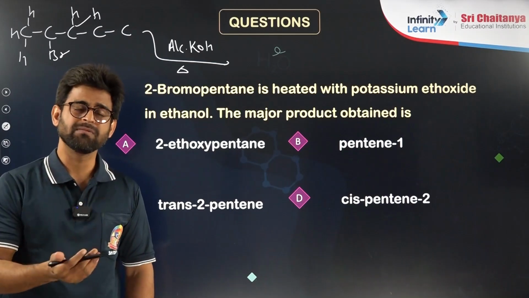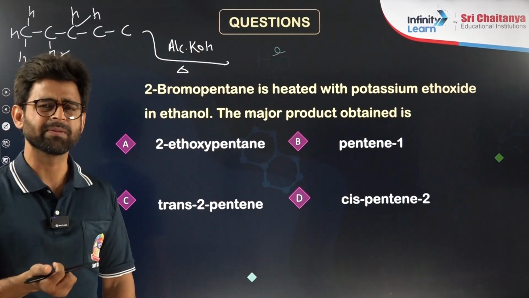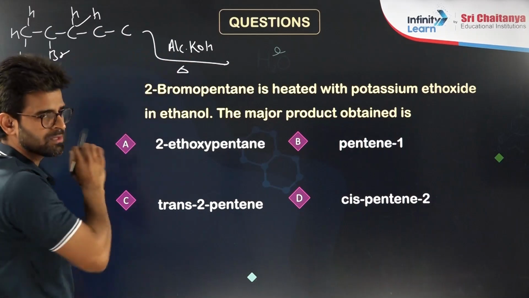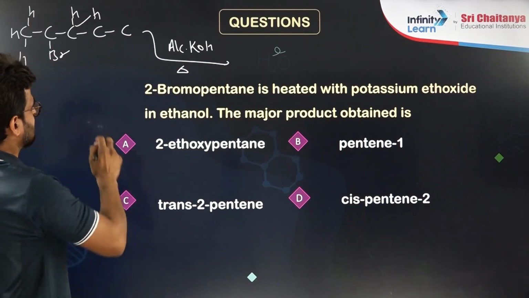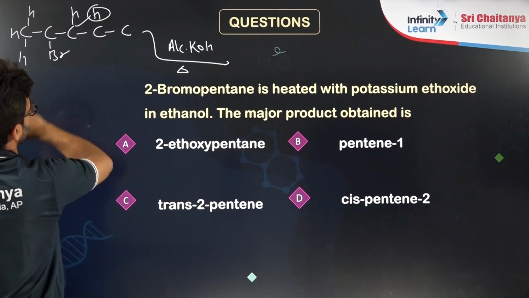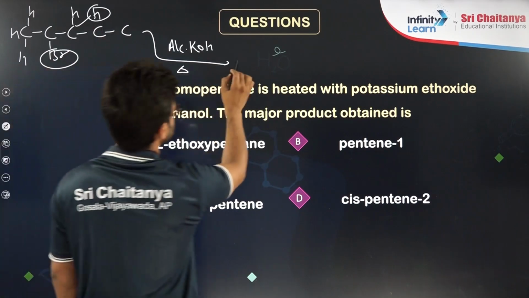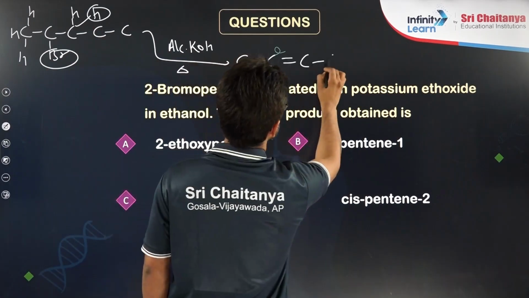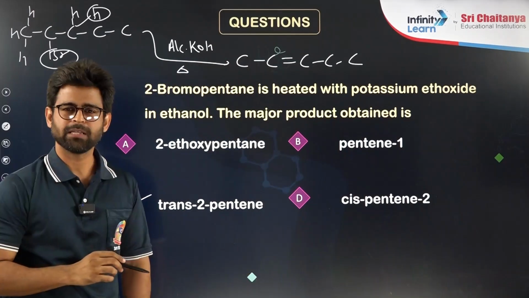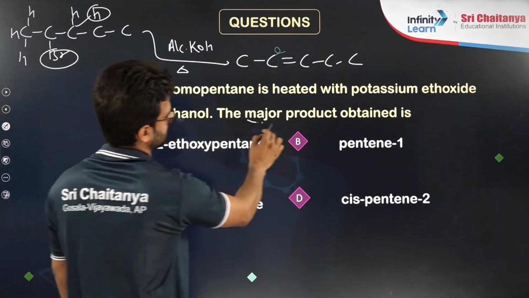E2 mainly follows the Saytzeff rule. Hofmann rule will be followed in very few cases, like in the bulky base case or very poor leaving group, or even in the E1cB mechanism we can say. So here nothing is present, no bulky base, no poor leaving group. So simply follow the Saytzeff rule. Saytzeff rule says remove the hydrogen from the carbon with fewer hydrogen atoms. It has 2, it has 3. So I will remove it from here, and bromine from here, definitely we will get pent-2-ene, right? And yes, the trans form is more stable, so trans-pent-2-ene will form as your major product they are asking, right?